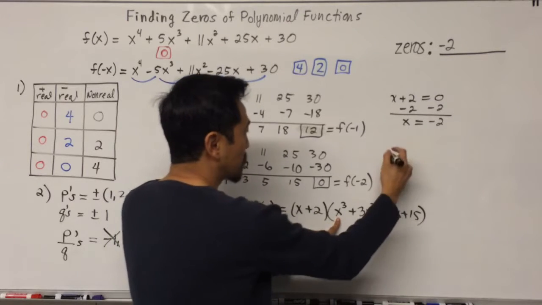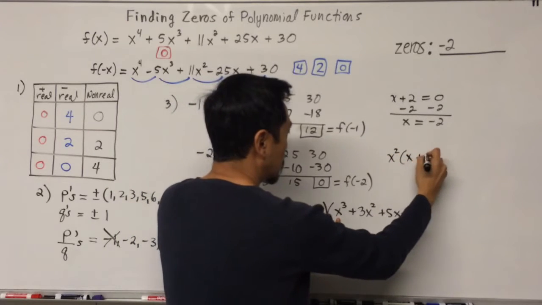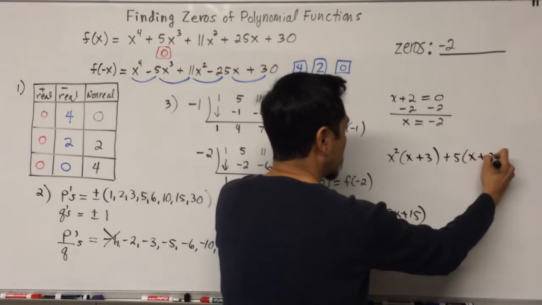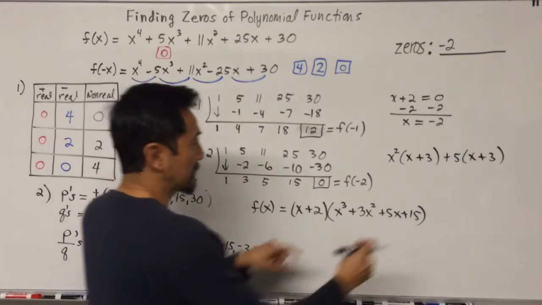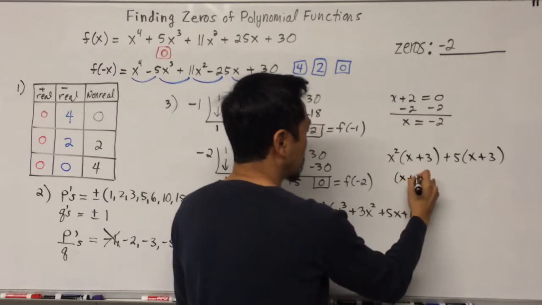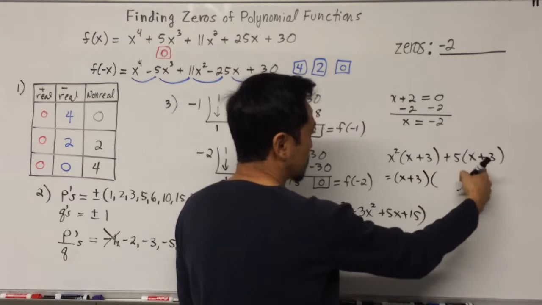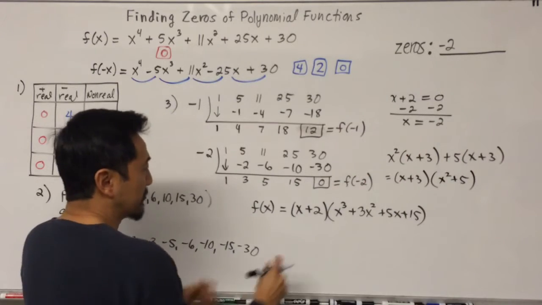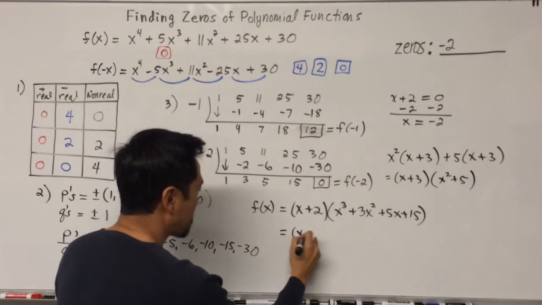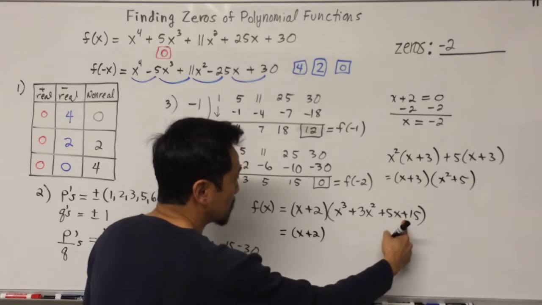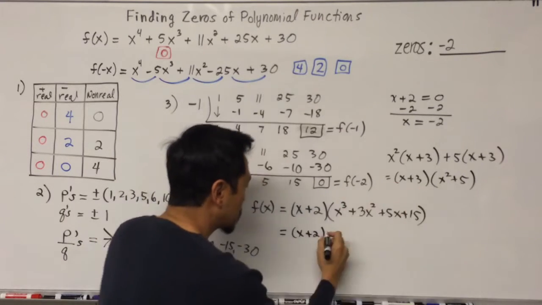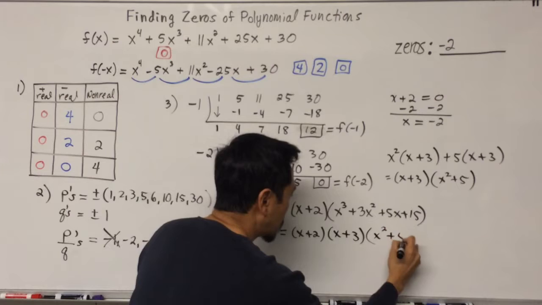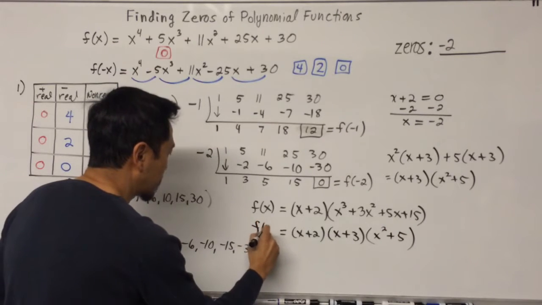So I can factor out an x squared out of the first two terms, and then I can factor out a 5 out of the last two, and then I can factor out an x plus 3 out of these two. Okay, so that's sort of like my side work there. Now let's go back to our function f. I know that this polynomial, third degree, now factors into this first degree, x plus 3, times this second degree quadratic.